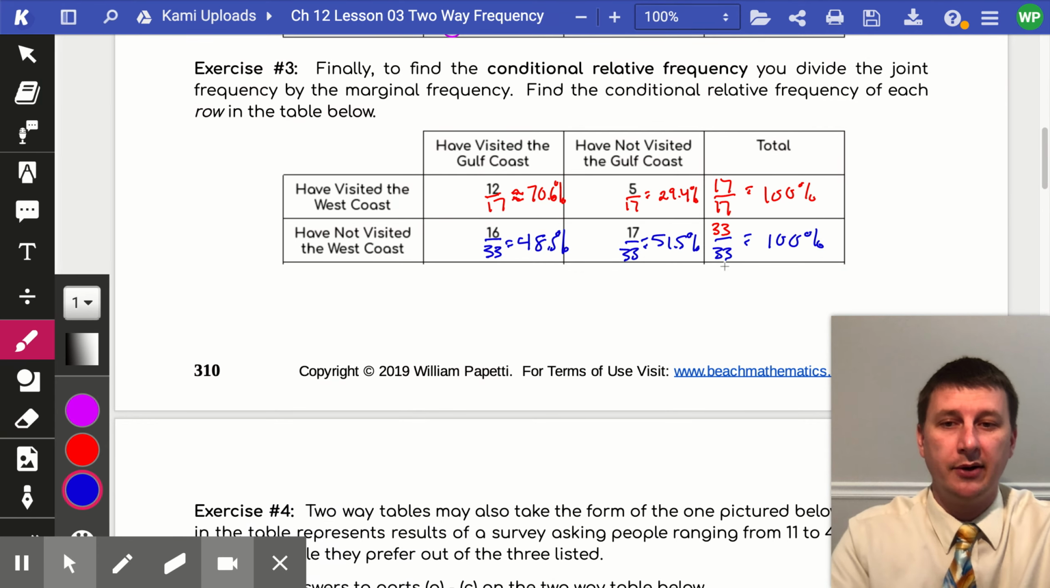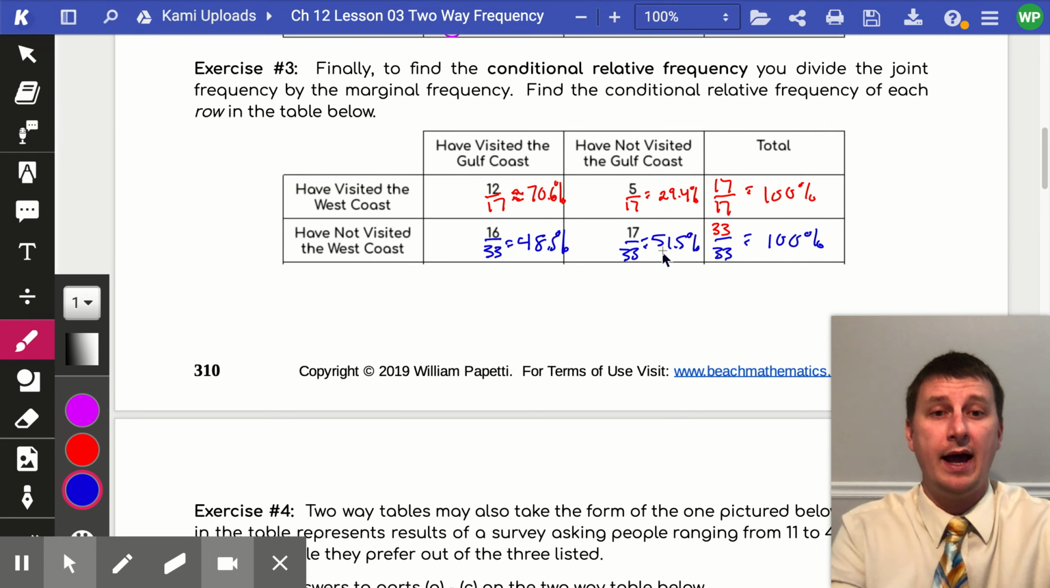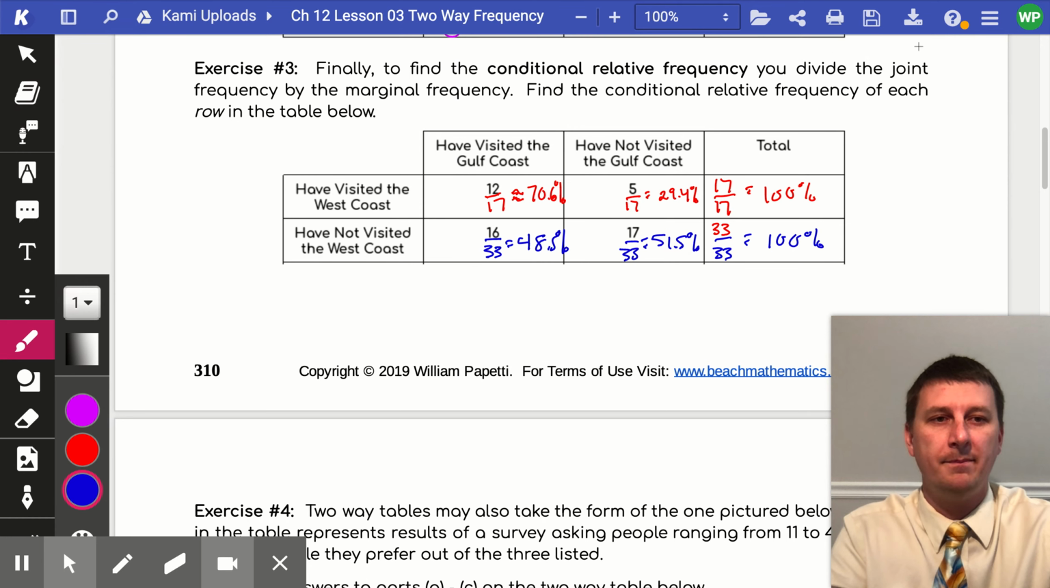So now this row is saying of all of the students that have not visited the West Coast, 48.5% of them have visited the Gulf Coast. And of just the students that have not visited the West Coast, 51.5% of them have not visited the Gulf Coast. So that's what it means to do a conditional relative frequency. You divide the joint frequency by the marginal frequency to get each individual amount.